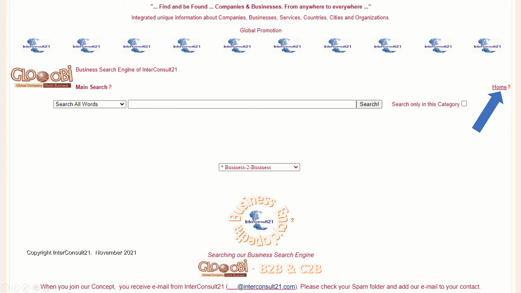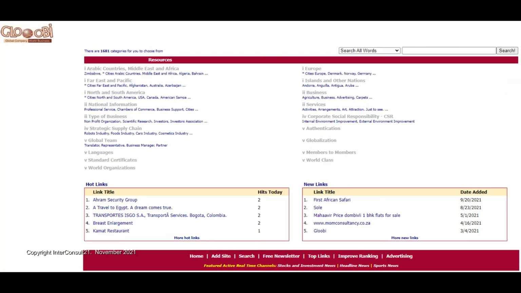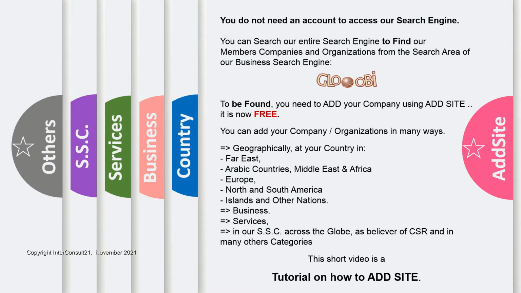Illustration. Members can add the site of their company by clicking on Home at our business search engine and choosing an appropriate category, as illustrated in the following examples.